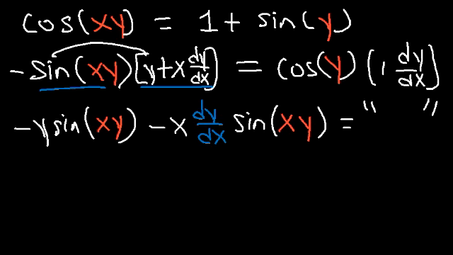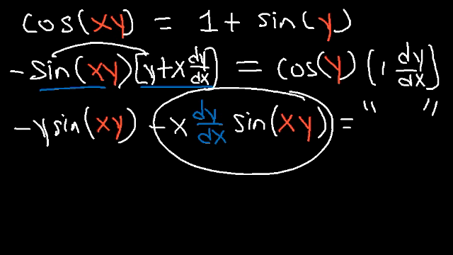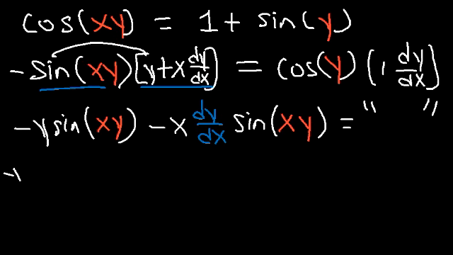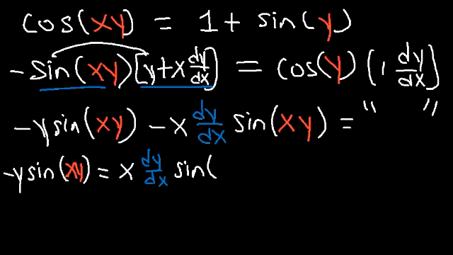So we need to get dy dx on one side of the equation. Let's take this term, which is negative on the left, and if we move it to the right, it's going to be positive. So on the left side, all we have is negative y sine xy. And on the right side, we now have x dy dx sine xy plus dy dx cosine y.